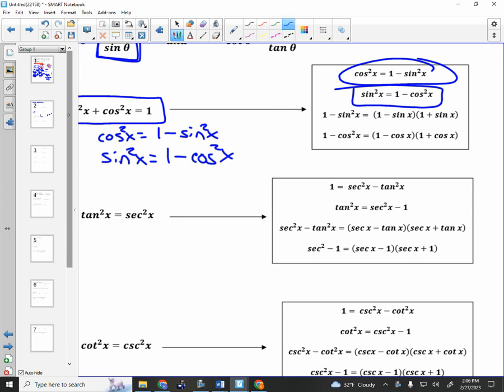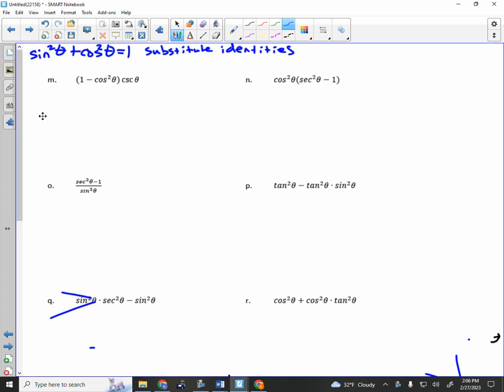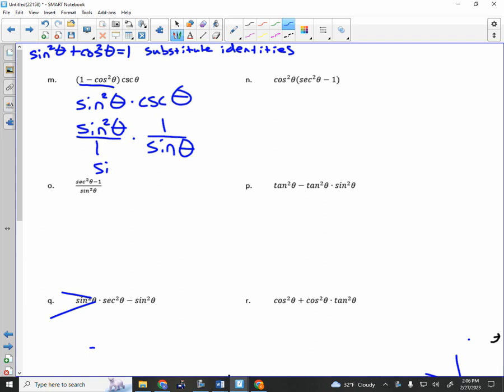So if we look back at this, when I see this, I don't try to distribute because right away I recognize that 1 minus cosine squared is what? Sine squared. So this thing produces sine squared times cosecant. Well, now the problem becomes really easy because I've seen that before. That was like on the front page of our notes. All I have to do there is write it as sine squared over 1 times 1 over sine. Knock off one of the sines, and you get sine of theta. That's the result.